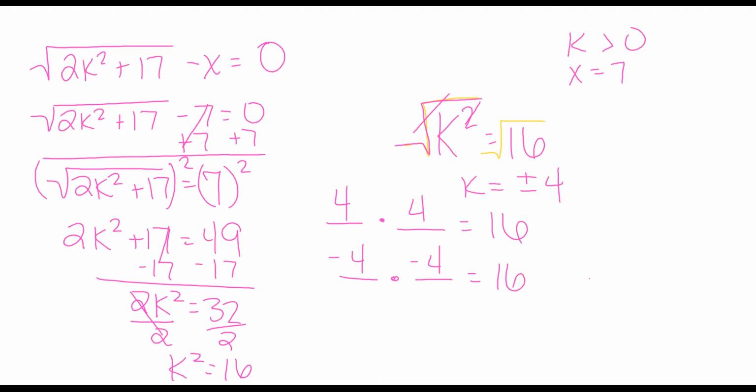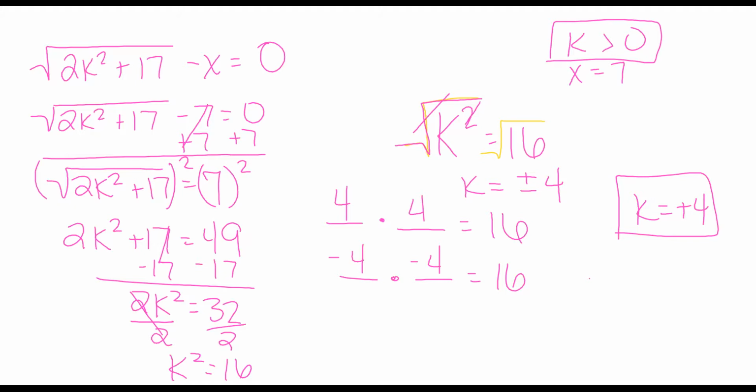How do I know which one is the answer I wanted? Do I want an answer of +4? Do I want an answer of -4? K had to be greater than 0. So my final answer is k is +4. What if I said k had to be less than 0? What would your answer have been?